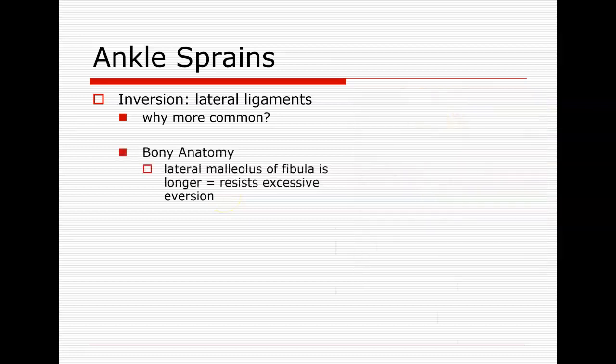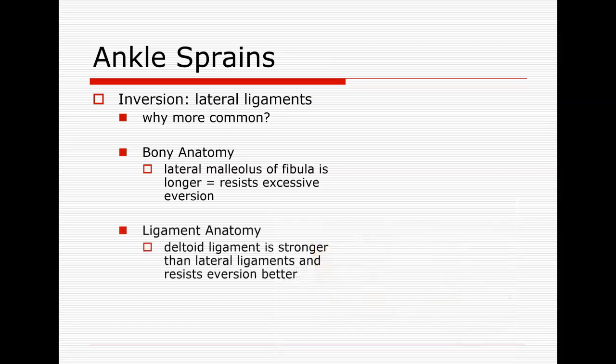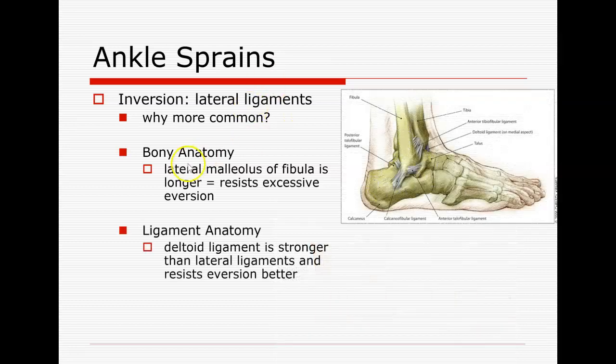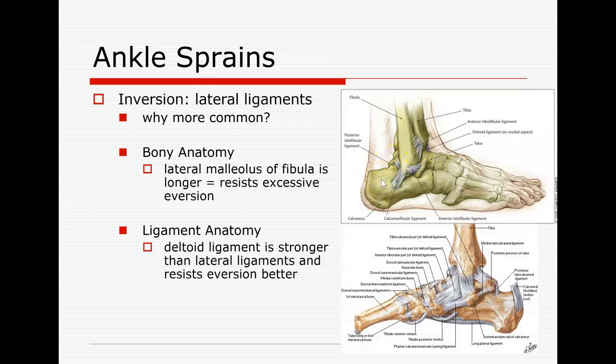Then we look at the ligamentous anatomy. Ligament-wise, look at these ligaments, right? These are your lateral ligaments that are going to be torn or stretched on that inversion. These are your lateral ligaments, not very big, basically. When you look at the deltoid ligament on the medial side, this is a big, thick, strong ligament. So you can see that. These two things are what I'm going to ask you about: why inversion ankle sprains are more common.